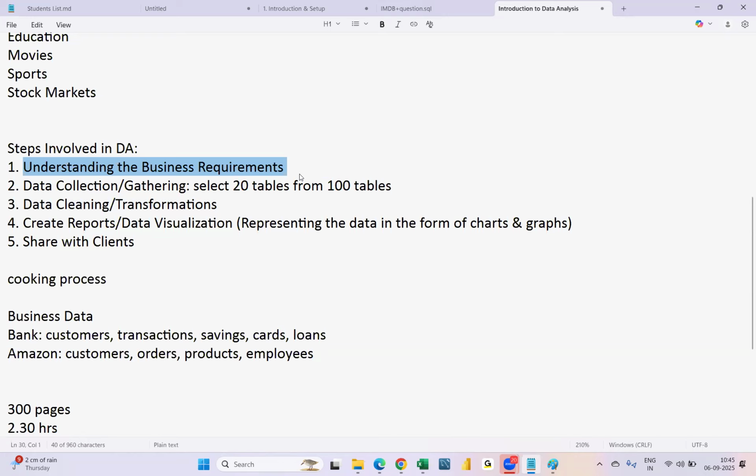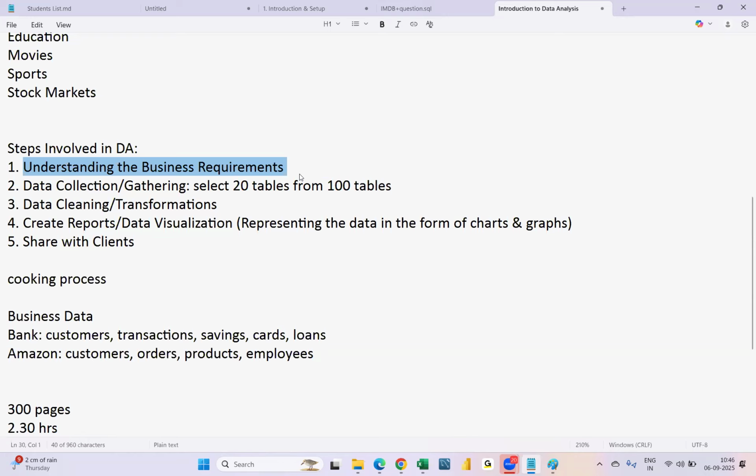That is the first step we are doing in data analysis also. We're going to understand the business requirements. What is the client expecting? Just like how mother asks the family members, you are going to have a conversation with the client and find out what the requirements of the client are. That is the first thing. I guess it resembles, right?